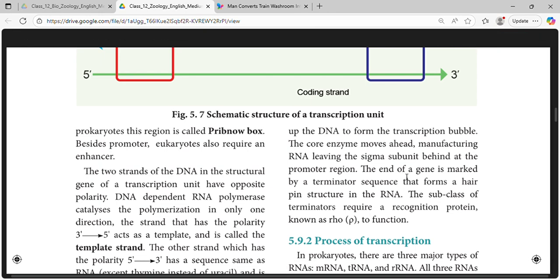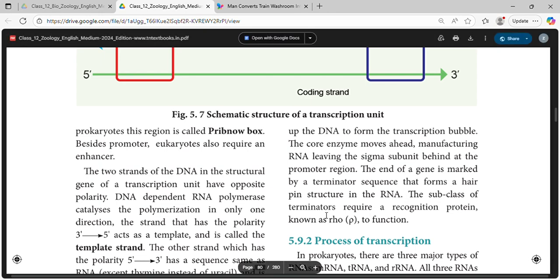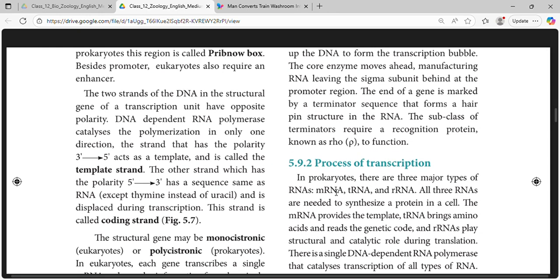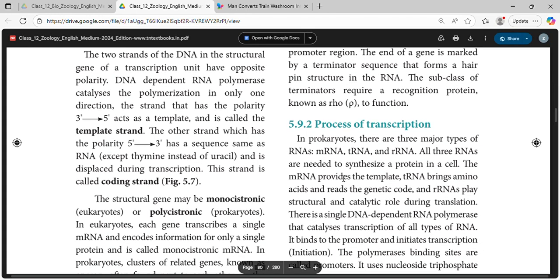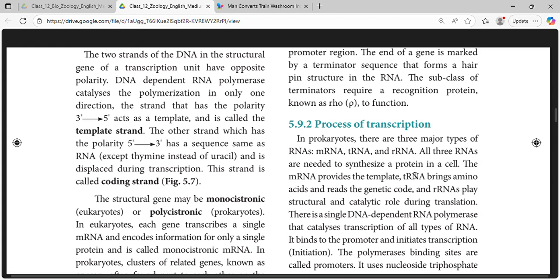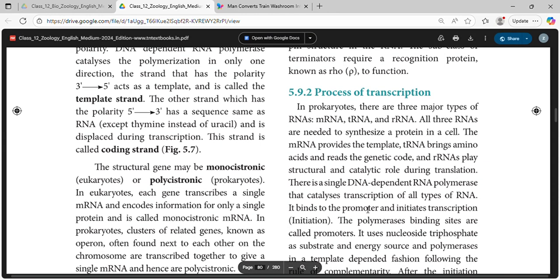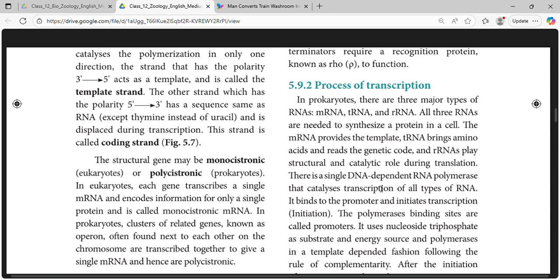The end of a gene is marked by a terminator sequence that forms a hairpin structure in the RNA. A subclass of terminators requires a recognition protein known as rho to function. In prokaryotes, there are three major types of RNAs: mRNA, tRNA, and rRNA. All three RNAs are needed to synthesize a protein in a cell. The mRNA provides the template, tRNA brings amino acids and reads the genetic code, and rRNAs play a structural and catalytic role during translation. There is a single DNA-dependent RNA polymerase that catalyzes transcription of all types of RNA.